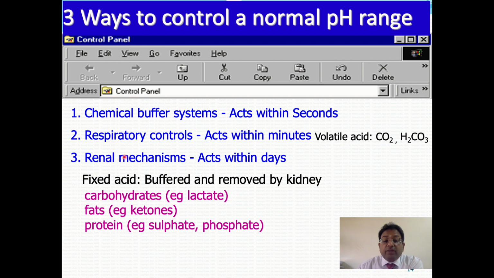Then we have the renal mechanism, which acts within days, and takes care of fixed acids, which are removed by the kidneys. For example, from carbohydrate metabolism, we have lactate; from fats, we have ketones; and from proteins, we have sulfate and phosphate. So these are removed by the kidneys over days and keep the level of fixed acid under check.